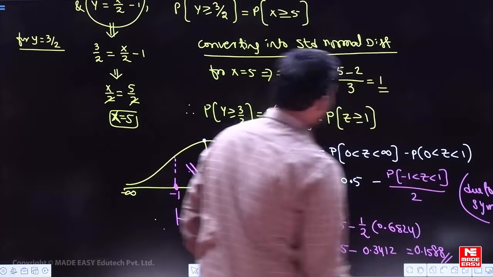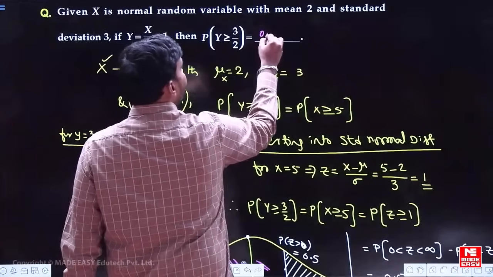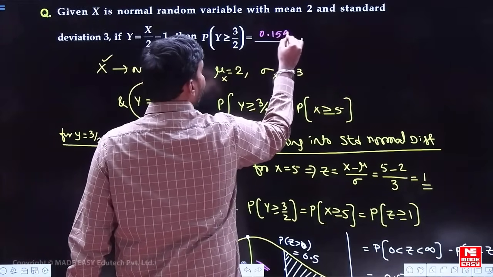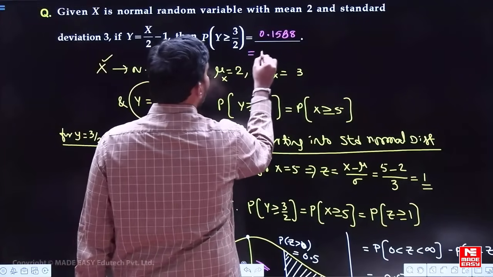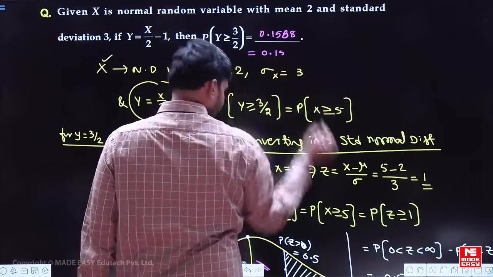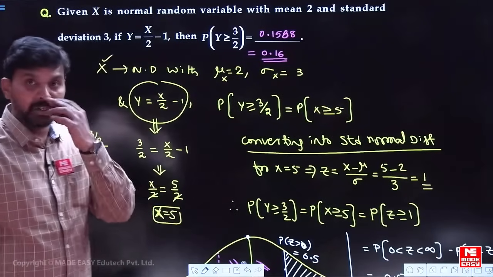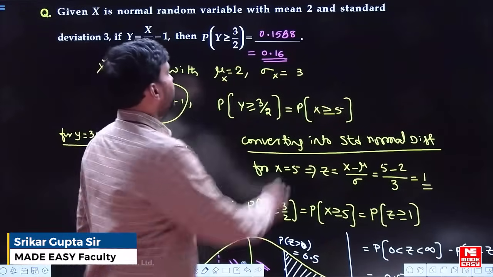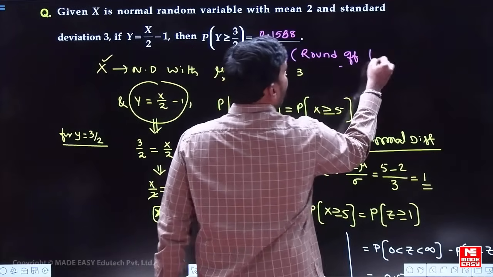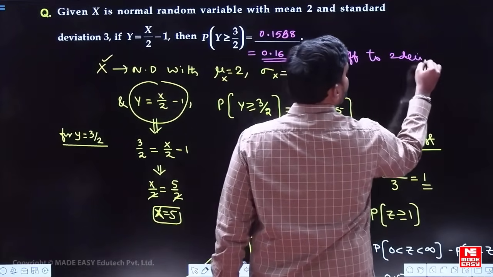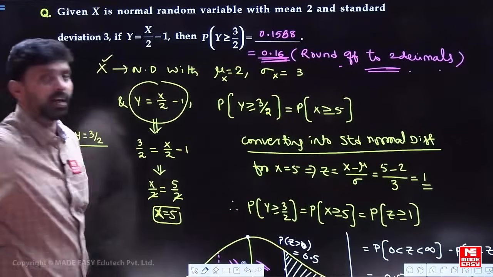So this is the answer for this question. Yes, my dear students, the answer is 0.1588. If it is rounded off to 2 decimals, this value is taken as 0.16. Since the value is asked to be rounded off to 2 decimals, in this case 0.16 is the answer.